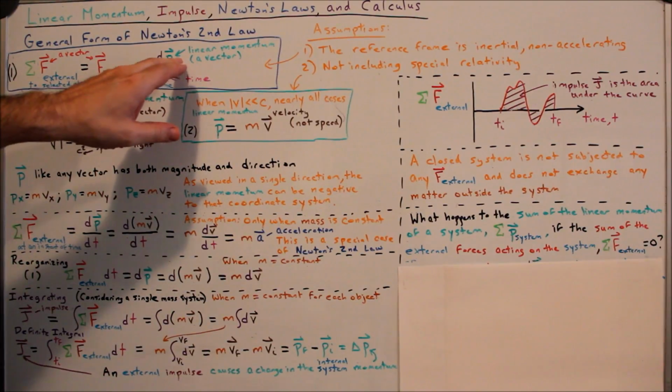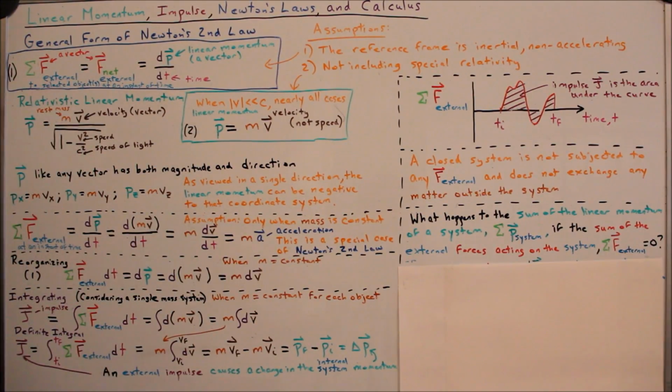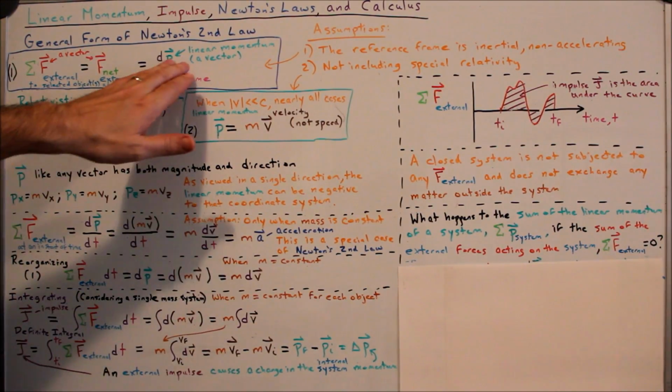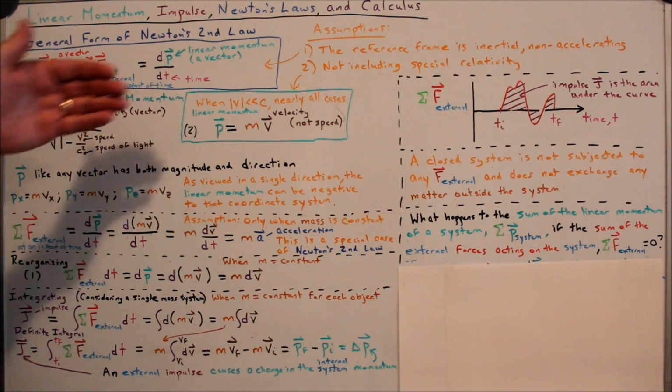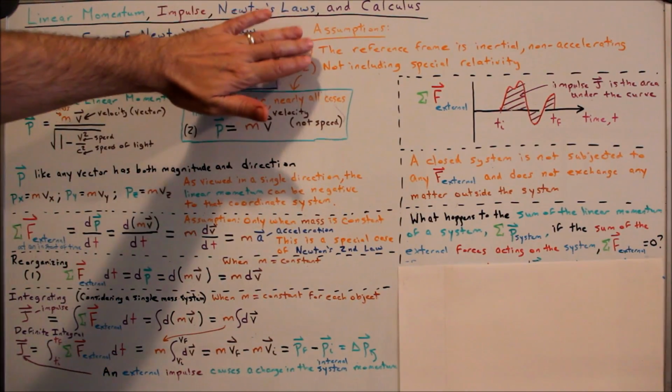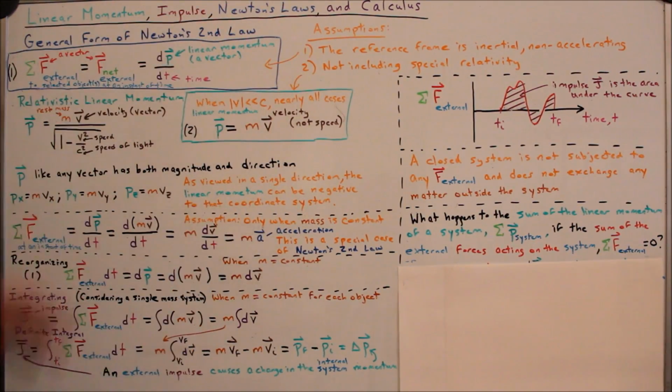And why do I have to say that? So I think we'll talk about later, but momentum is related to velocity. And you always have to say velocity relative to what? And this is saying I have to have velocity relative to an inertial, non-accelerating reference frame.